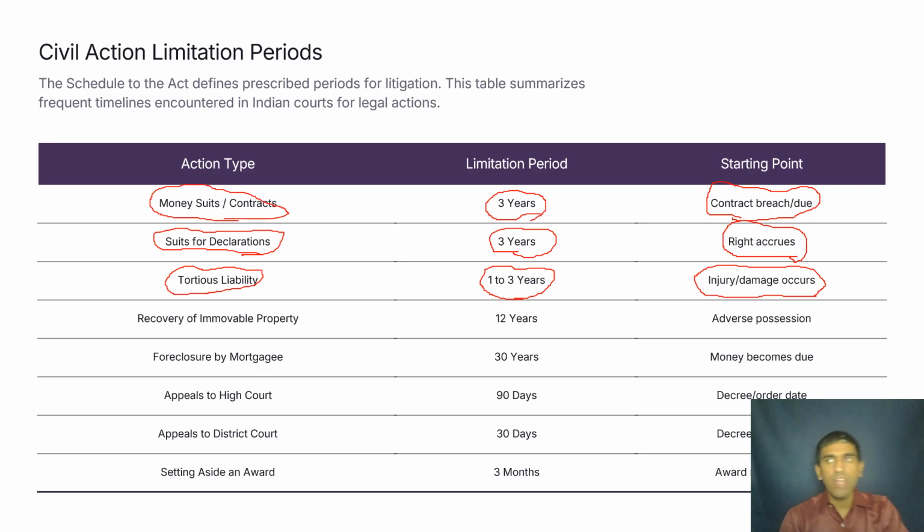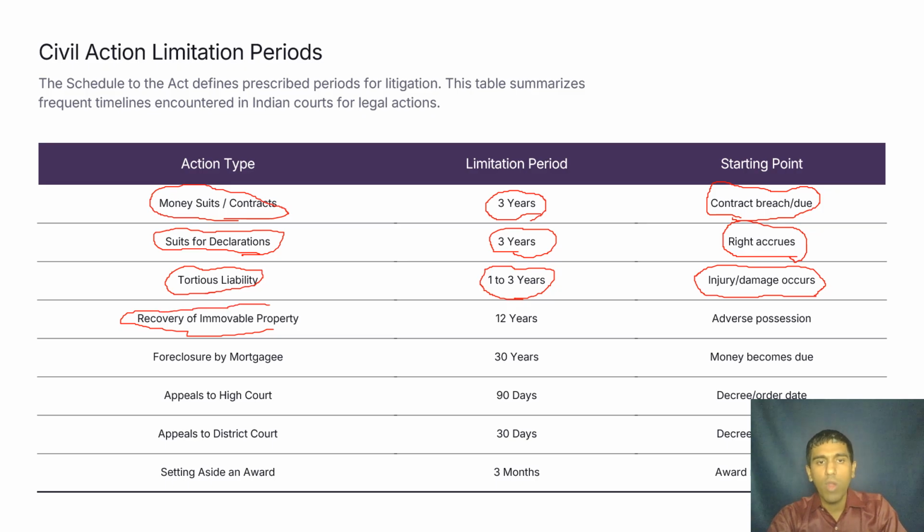Or if the plaintiff wasn't there or wasn't aware, the date he becomes aware of said injury or damage. That's from the time the limitation period starts. Now, for the next type of cases, the limitation period is somewhat higher.